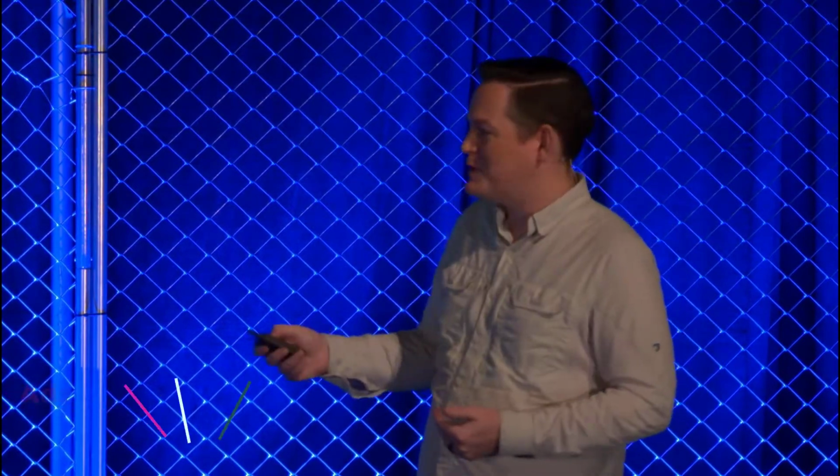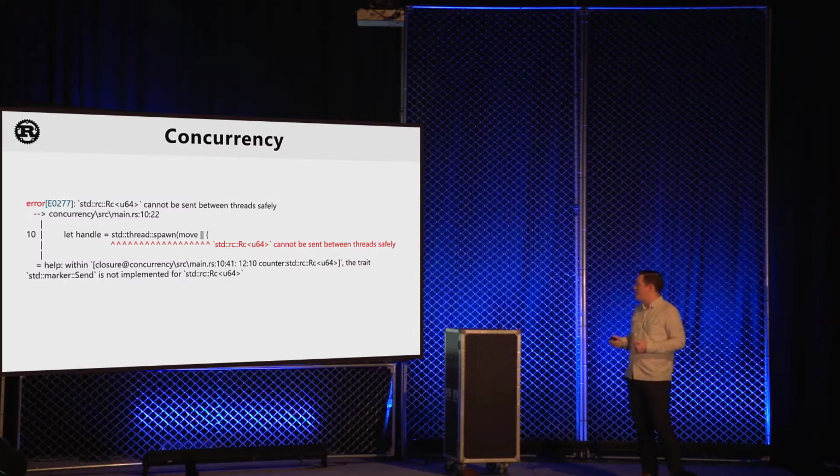Well, there are different pointer types in Rust. This is a single-threaded reference counted smart pointer, and Rust won't let you do it. It turns out that there's actually an ARC, an atomic reference counted smart pointer that is safe to pass between threads.